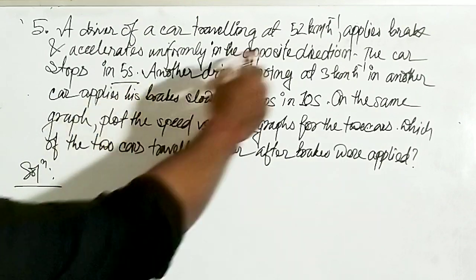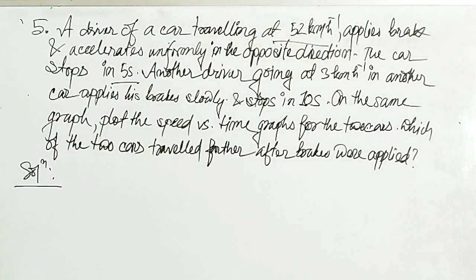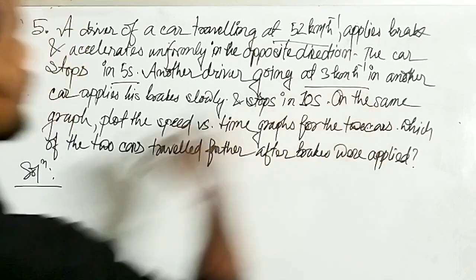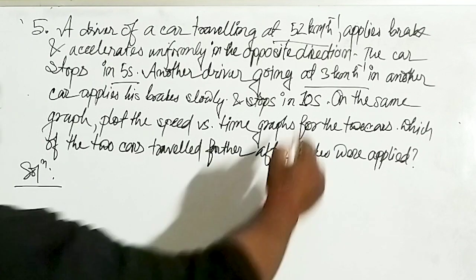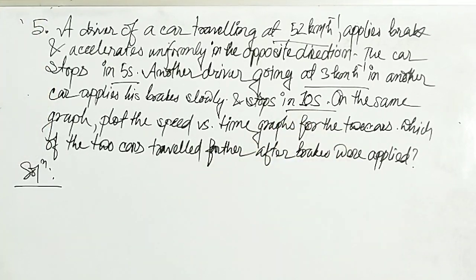Time is given, speed is also given, right? Now again it is given that another driver, going at a speed of 3 km/h in another car, applies his brakes and stops in 10 seconds. Again one more time is given. Now what we have to do is plot this on the same graph, a speed versus time graph, for the two cars. Which of the two cars travels farther after the brakes were applied?